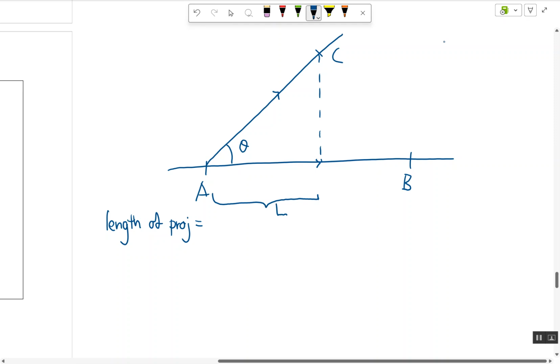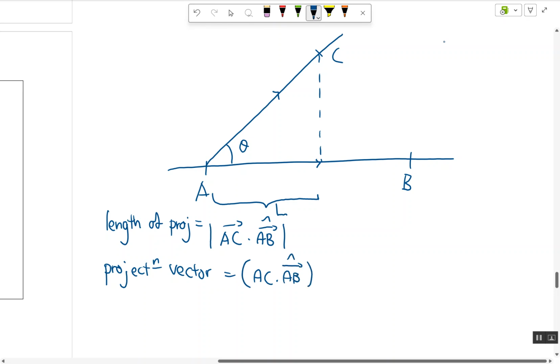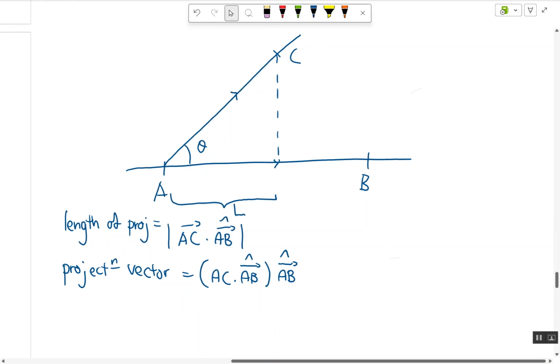The formula from Vectors 1 would be AC dot the floor head, AB head. So that would be the length of projection. And the projection vector, that means if I want to find L as a vector, is going to be equals to AC, there's no modulus in this case, dot AB head, and this will give you a scalar multiple times of the floor, AB head. So this is the projection vector, these two formulas you must know.